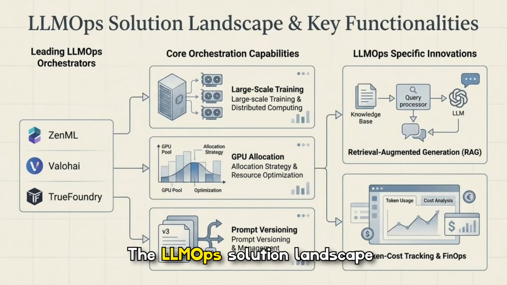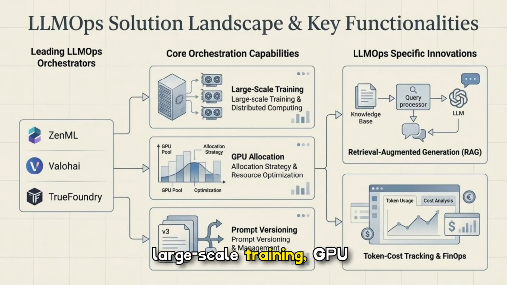The LLMOps solution landscape highlights orchestrators like ZenML, Valohai, and TrueFoundry, and core capabilities such as large-scale training, GPU allocation strategies, and prompt versioning. On top of that, LLM-specific features like retrieval-augmented generation and token cost tracking help teams optimize accuracy, latency, and operational cost in production.